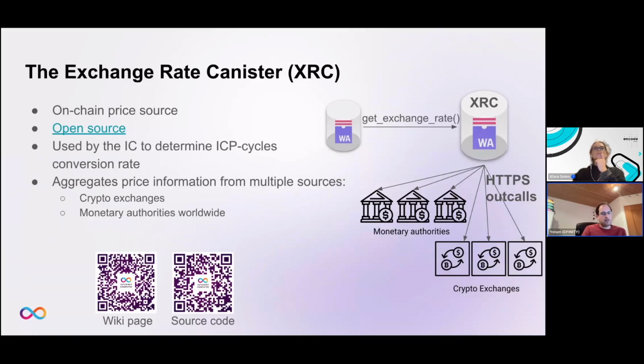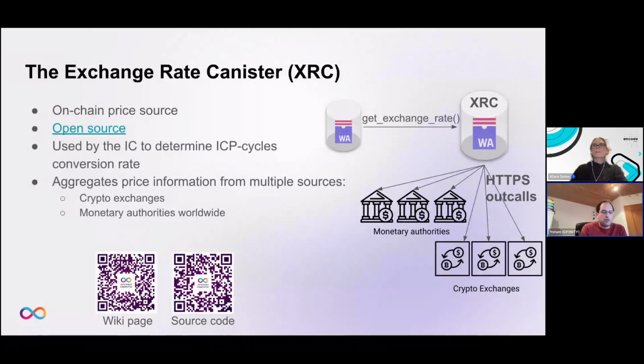It could also be in the past, and the exchange rate canister will try to fetch it. It does it by sending HTTPS outcalls to multiple monetary authorities, like central banks and other authorities in many countries that are responsible for setting the exchange rates or tracking them. And they have these APIs that we use to aggregate and get the right exchange rates for every date, the closing rate. And there are crypto exchanges whose APIs we communicate with to get crypto values, and then the exchange rate canister aggregates them.